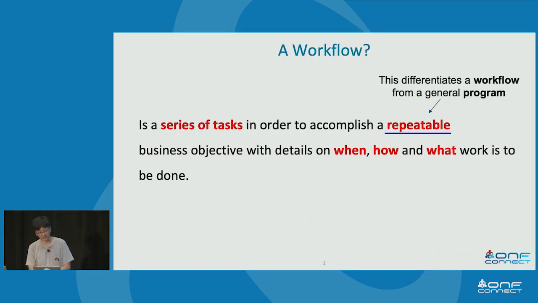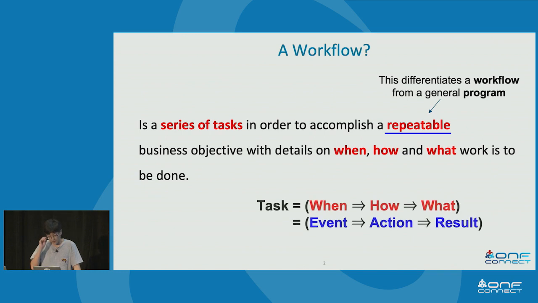A workflow is a program that consists of a series of tasks and runs repeatedly for a repeatable goal. It is like doing X, Y, and Z at a particular event. Each task is a small step to achieve the big goal of a workflow. Each task defines when to execute, what the goal of the task is, and how to achieve it, so each is represented as event, action, and result.